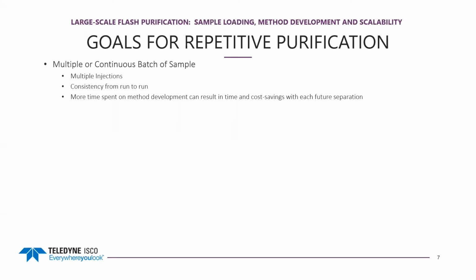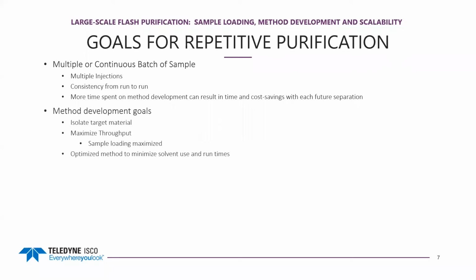If we're doing multiple or continuous batches of sample, we're going to be doing multiple injections. We're looking for really good consistency from run to run, that way we're not scratching our heads when we see peaks moving or things like that, and guessing what our compound is. And we're also going to probably spend more time on method development, and that's going to result in time and cost savings with each future separation. So putting more time in initially is going to result in cost and time savings down the road.